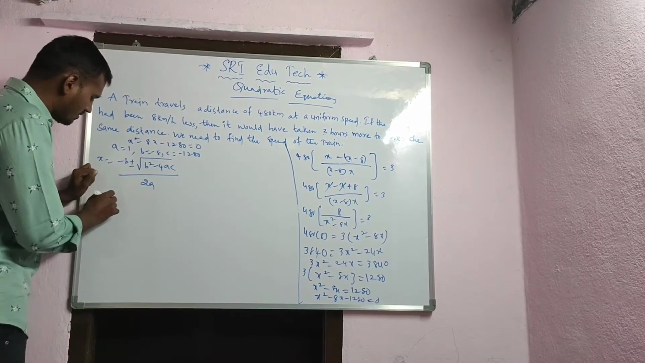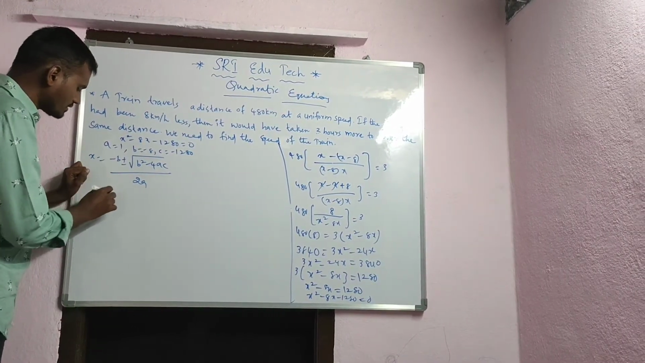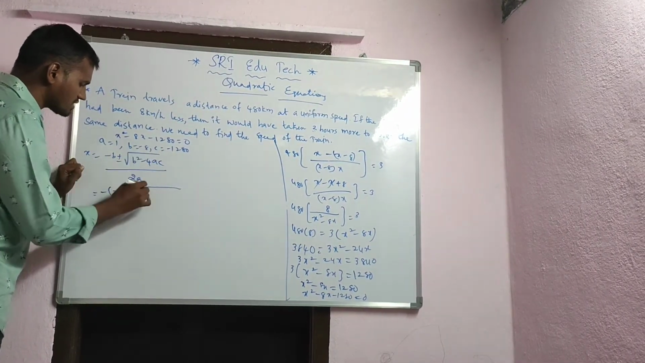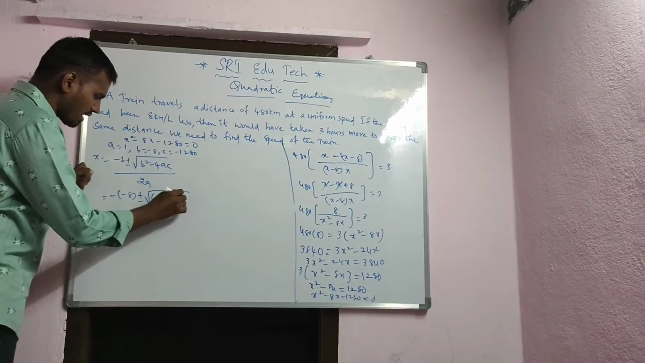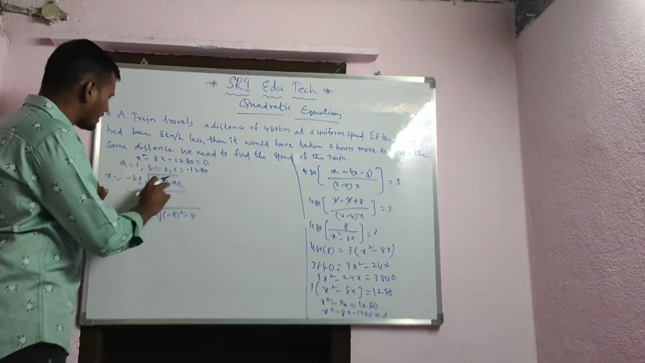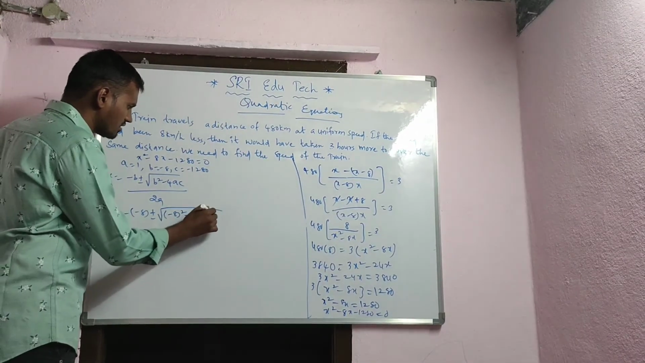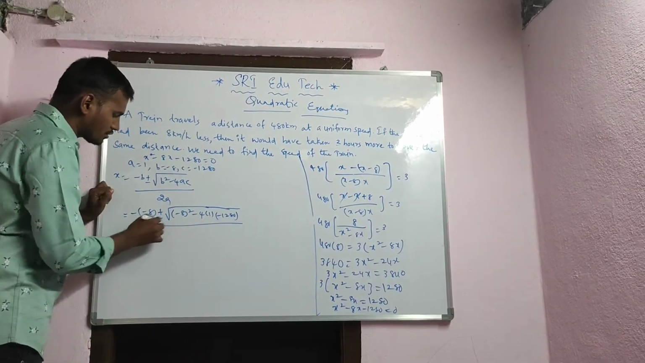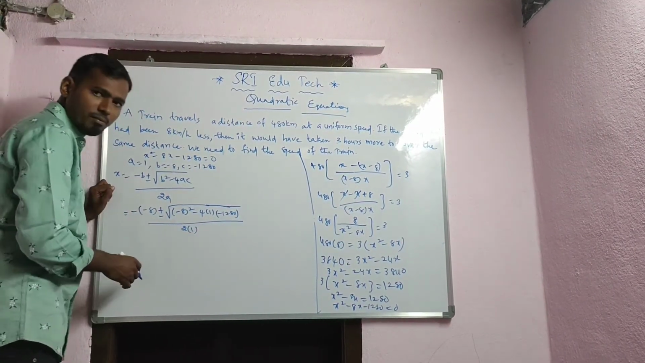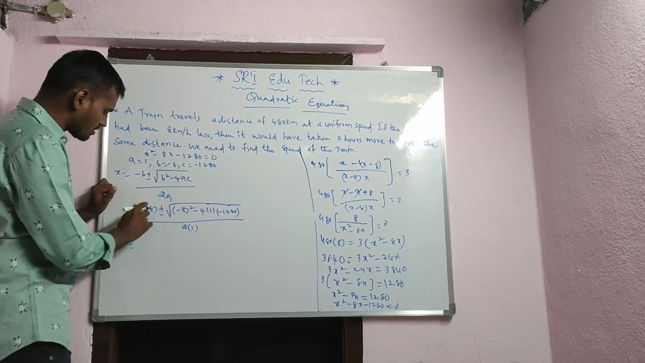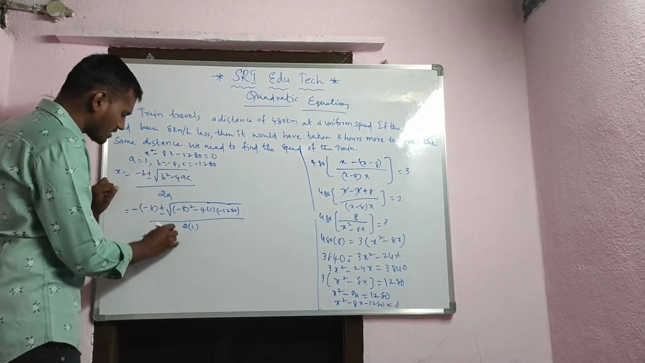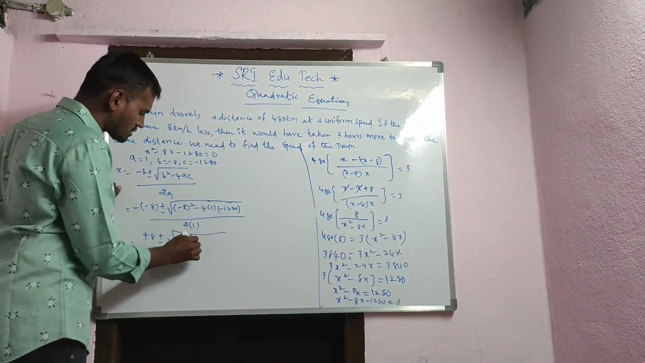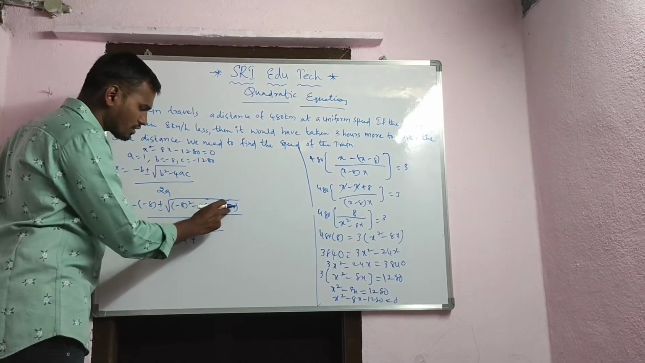Minus b, what is b? Minus of minus 8 plus or minus under root of b square, means minus 8 whole square, minus of 4 into a, means 1, then c means minus 1280, by 2a, a means 2 into 1. Minus into minus plus, 8 plus or minus under root of minus 8 whole square means 64, then minus into minus plus 4 ones are 4 and 4 into 1280.